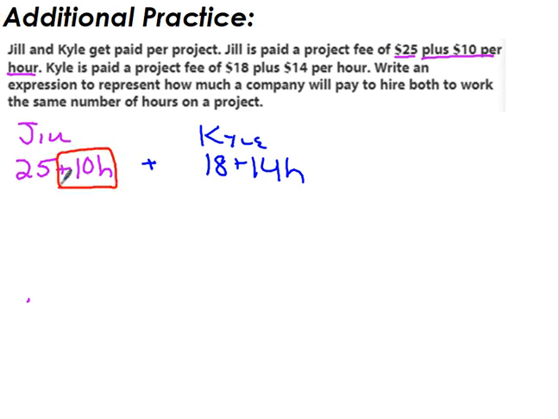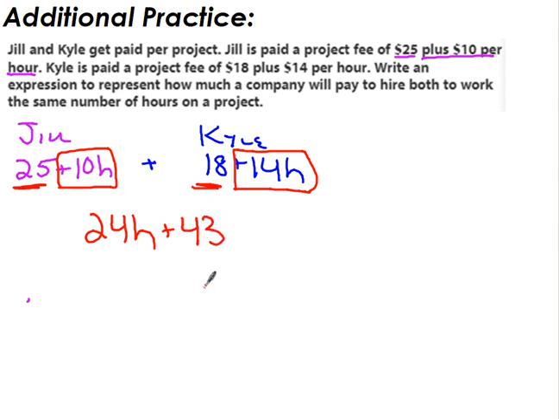Well, if the company hires them both, they got to pay Jill $10 an hour, and they got to pay Kyle $14 an hour. So that means they got to pay a total of $24 per hour when they combine the two. And when we look at 25 and 18 for their flat fee, they're also paying whatever 25 plus 18 is as a flat fee up front. So 25 plus 18 is 43. So this company is going to have to pay a $43 flat fee to cover both of them, and they're also going to pay a total of $24 per hour to cover both. This would be my final expression to represent how much they would have to pay for both Jill and Kyle.